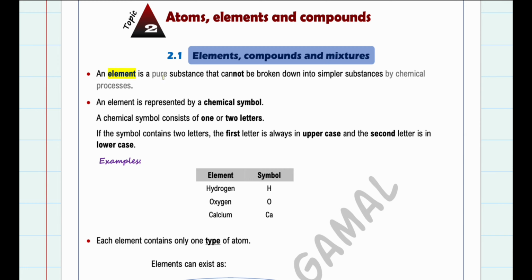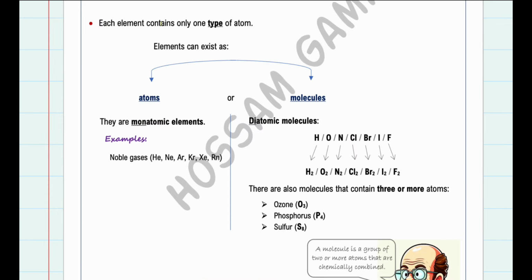An element is a substance that cannot be broken down into simpler substances. An element is represented by a chemical symbol, and a chemical symbol can be one letter or two letters. If the symbol contains two letters, the first is always in uppercase and the second is always in lowercase. Each element contains only one type of atom. And elements can exist as atoms or molecules.